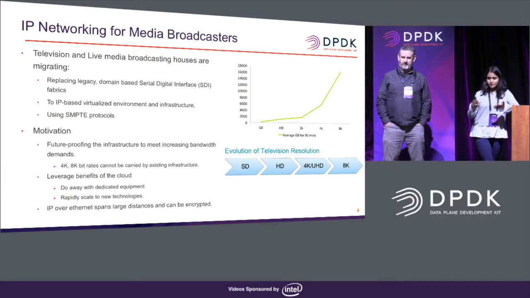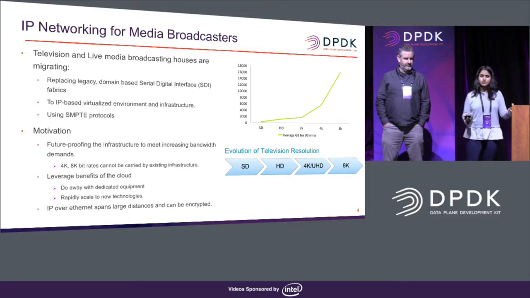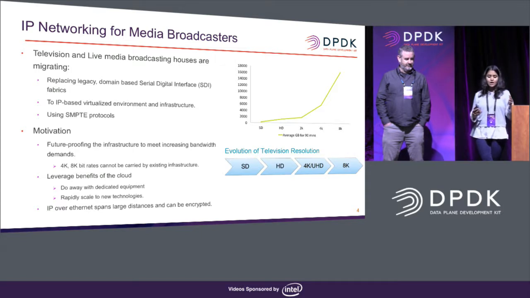Now, why are we talking about media broadcasting and what is this transition? The media broadcasting industry is transitioning from legacy SDI-based interconnects and fabrics. SDI is the serial digital interface-based interconnects that are available today. They're moving from legacy-based fabrics to standardized IP or an Ethernet-based infrastructure and workflows doing a lot of virtualization. This is still using the same SMPTE protocols. And what is the reason behind this transition?